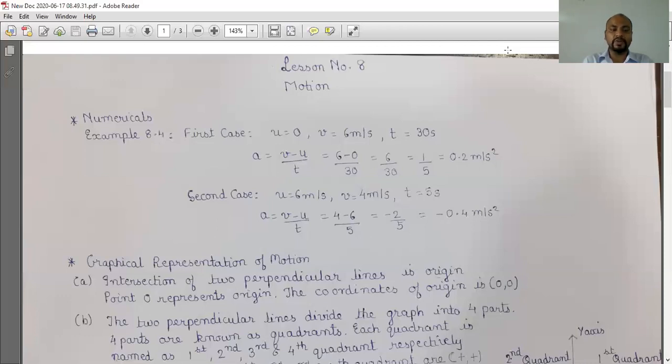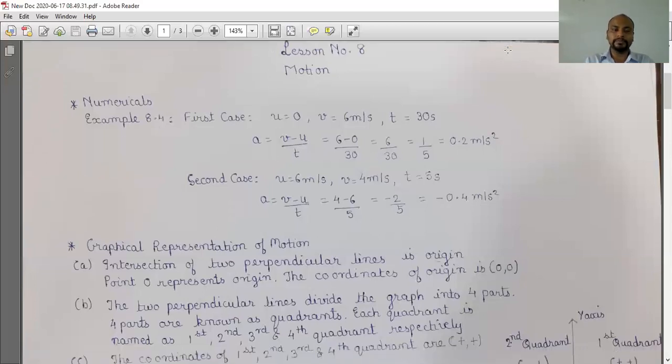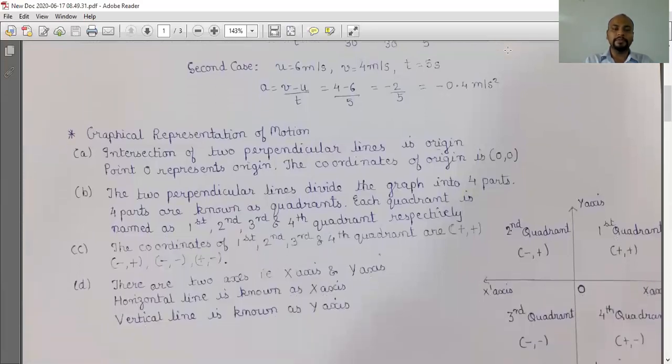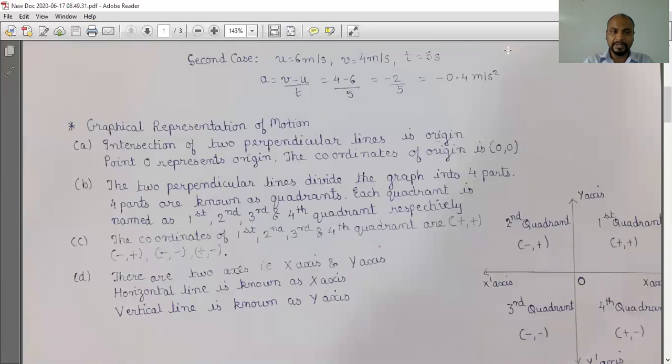Now moving on to the next topic, that is graphical representation of motion. Before moving on to the graphical representation of motion, we should know a few terms related to the graph. First point, the intersection of two perpendicular lines is the origin. Here you can see that two perpendicular lines are drawn and they meet at O. The point O represents the origin. The coordinates of the origin are 0, 0.